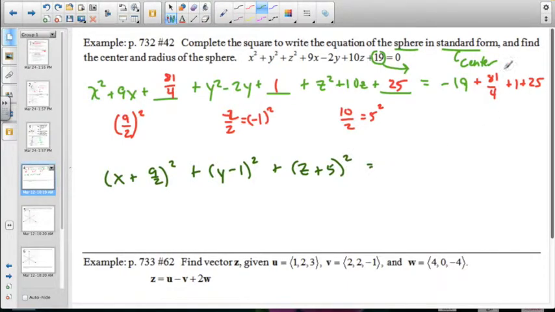And then we have a little bit of math to figure out here. So we have 26 minus 19, that's 7. I'm going to write 7 as 28 over 4. And we have plus 81 over 4. And so this ends up being 109 over 4.